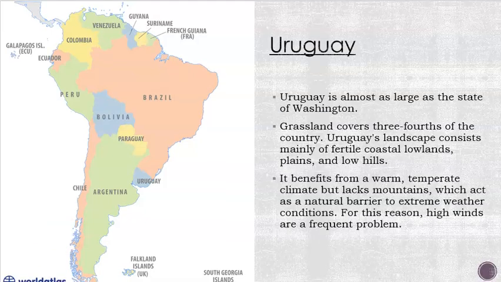Last, we have the country of Uruguay, or Uruguay. It's almost as large as the state of Washington, and grasslands cover 3/4 of the country. The landscape consists mainly of fertile coastal lowlands, plains, and low hills. Uruguay benefits from a warm temperate climate, but it doesn't have mountains. Mountains are usually a natural barrier for extreme weather conditions, and for this reason, Uruguay is often subject to high winds.